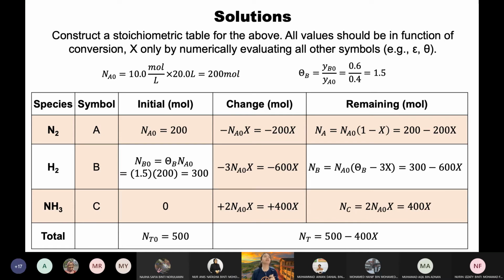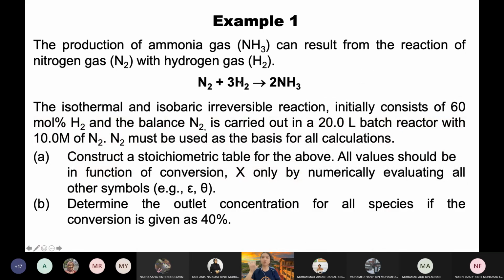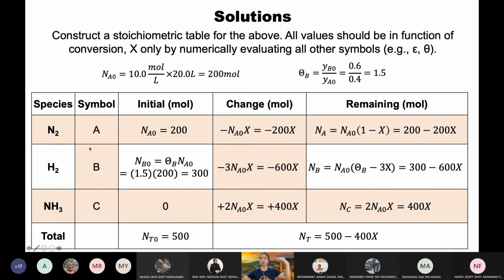Okay, tak apa, kita start dulu table lah. Nanti kamu confused, kita start dulu dengan table. Okay. So dalam table ni, kamu kena ingat, in the question, we only got 3 compounds: nitrogen, hydrogen gas, ammonia. There's no other gas mentioned. Kalau kamu perasan, dia tak cakap pasal apa-apa compound lain. Hanya ada nitrogen, hydrogen, ammonia. That's why you only have 3 rows. So first row is for nitrogen gas, second row is for hydrogen gas, third row is for the ammonia. Okay, so that's why nitrogen gas, species dia, simbol dia A.